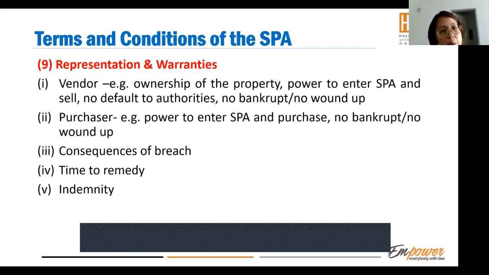So we must mention in the agreement what the consequences are if the parties breach their representation of warranties. It's either entitling them to terminate, to seek compensation, or to seek specific performance. If there's a breach, we will always provide a clause for them to remedy the breach, let's say within 30 days or 14 days. This depends on the party negotiation.